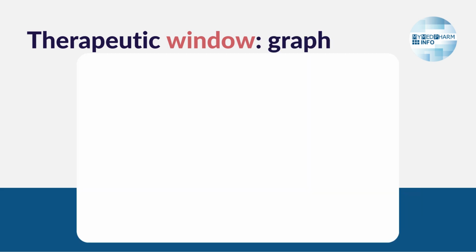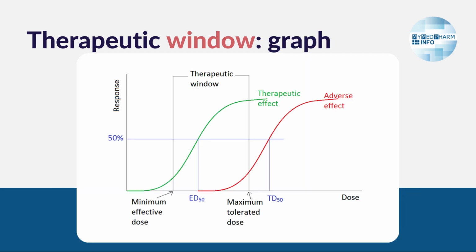Here is a graph illustrating the concept of therapeutic window. You can see the dose on the horizontal axis and the response or effect on the vertical axis. The green curve represents the therapeutic effect, and the red curve shows the adverse effect. You can see that the therapeutic window starts with the minimum effective dose.